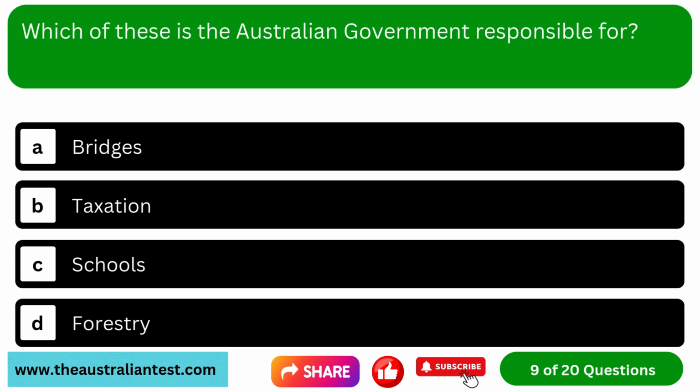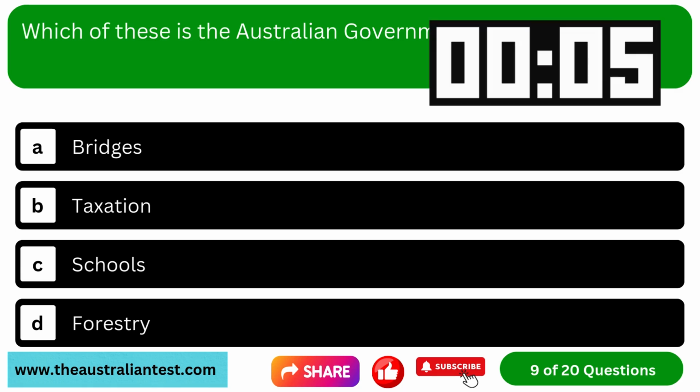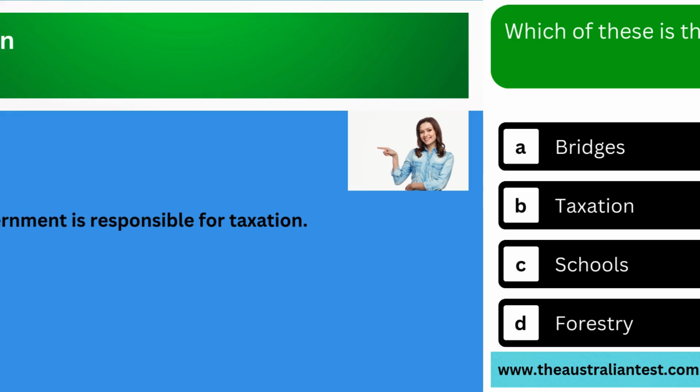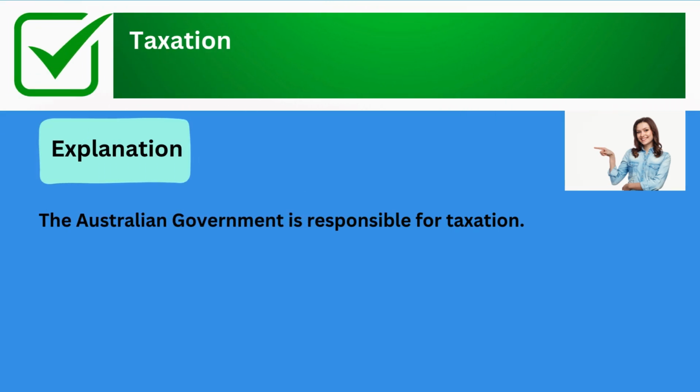Question 9. Which of these is the Australian government responsible for? Option A, bridges. Option B, taxation. Option C, schools. Option D, forestry. The correct answer is taxation. Explanation: the Australian government is responsible for taxation.